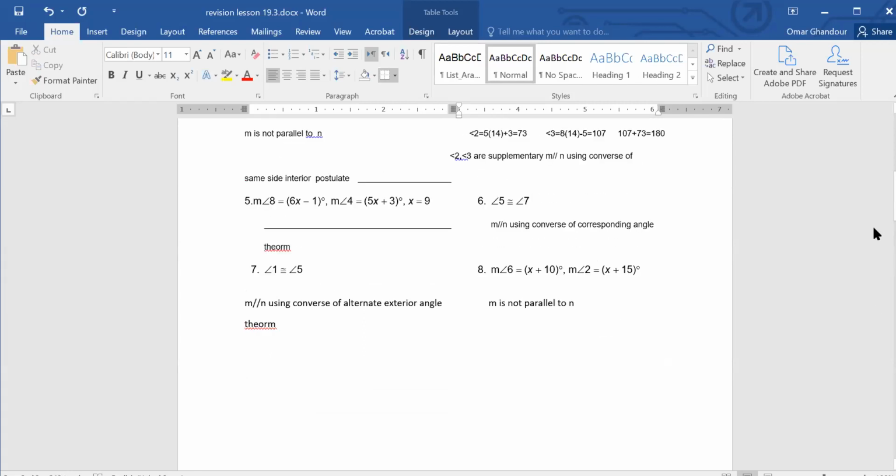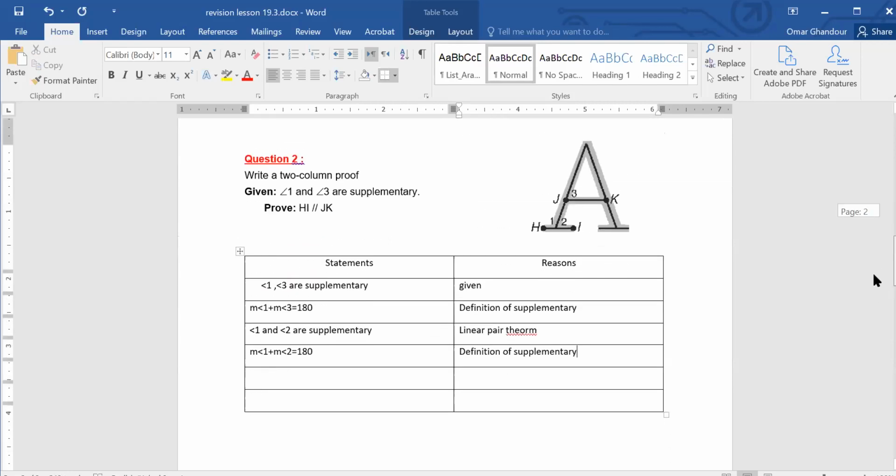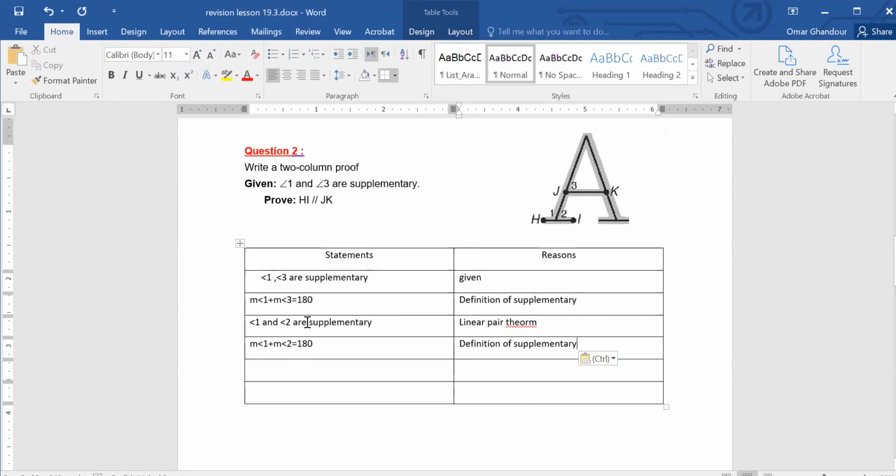Very well. And then let's use the transitive property. Using the transitive property in both here and here, we can write that measure angle 2 is equal to measure angle 3, right? Transitive property, or you can say it's like substitution property of equality.